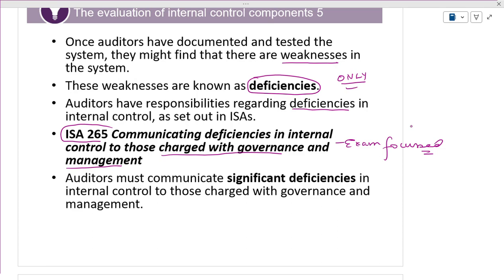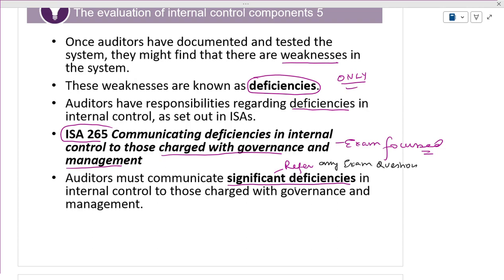Now, auditors must communicate significant deficiencies. If you refer to any exam question, they will say: identify significant deficiencies and give recommendations. This is the question that is going to come.